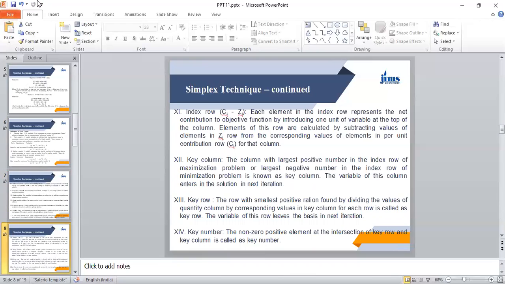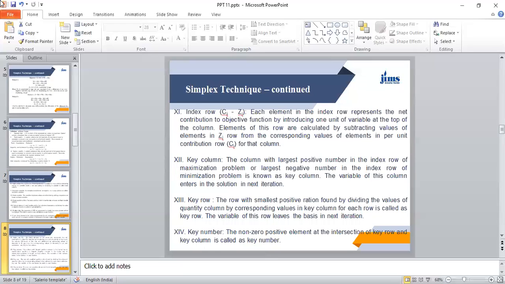Then comes the index row, Cj minus Zj. Each element in the index row represents the net contribution to the objective function by introducing one unit of the variable at the top of the column. Elements of this row are calculated by subtracting the values of elements in the Zj row from the corresponding values of the per unit contribution Cj for that column.